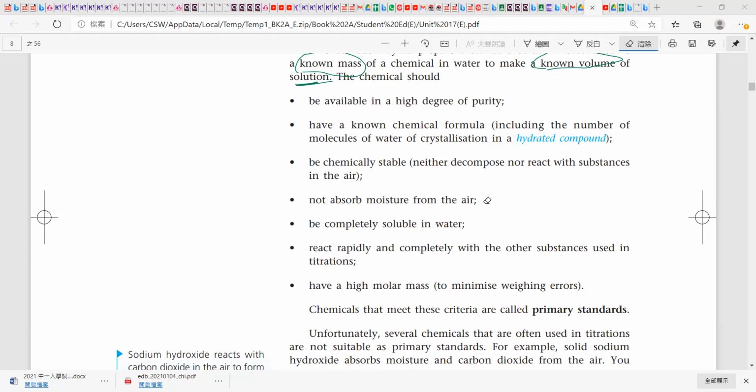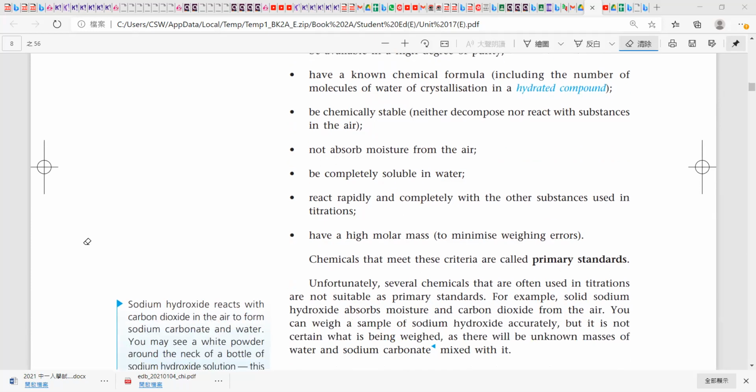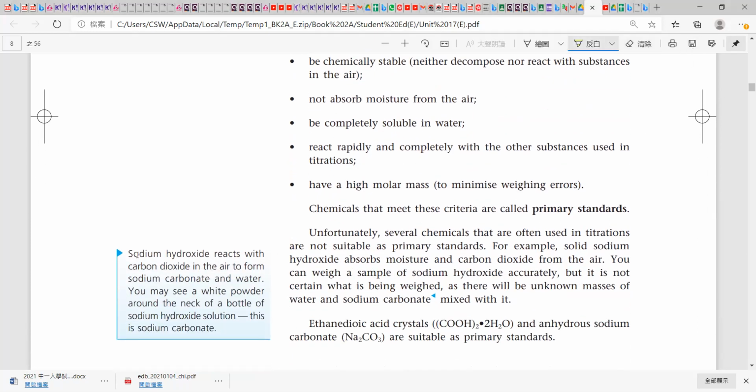sodium hydroxide 就吸濕啊。所以我俾 sodium hydroxide 你整 standard solution 就唔得嘅。And it reacts rapidly and completely with other substances used in titration. 最好係唔好放咗落去，等好耐都唔會 react。And a high molar mass。如果 molar mass 大嘅話，喺稱嘅角度上，個 error 就細啲。如果啲 chemical 符合以上條件，就叫 primary standard 啦。頭先同你講咗有幾隻係唔得㗎。簡單呢一個 sodium hydroxide 並不是拎嚟做 primary standard 啦。Why?